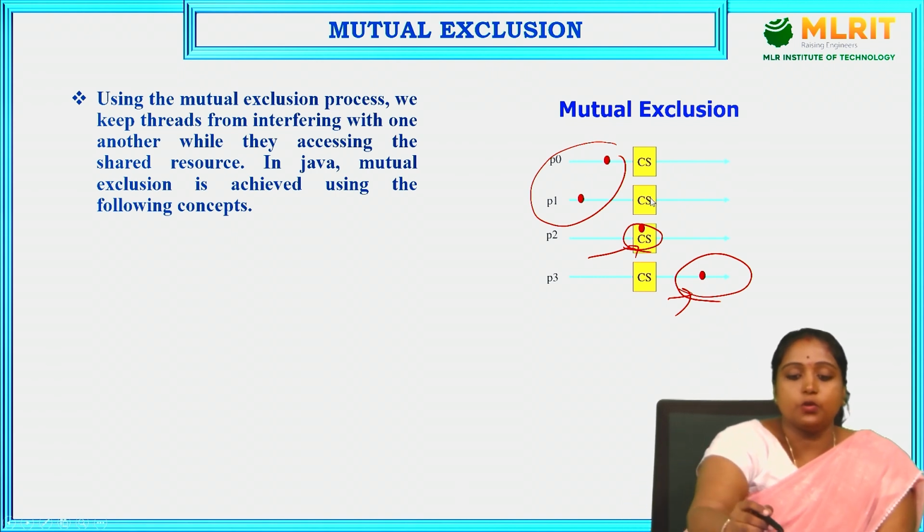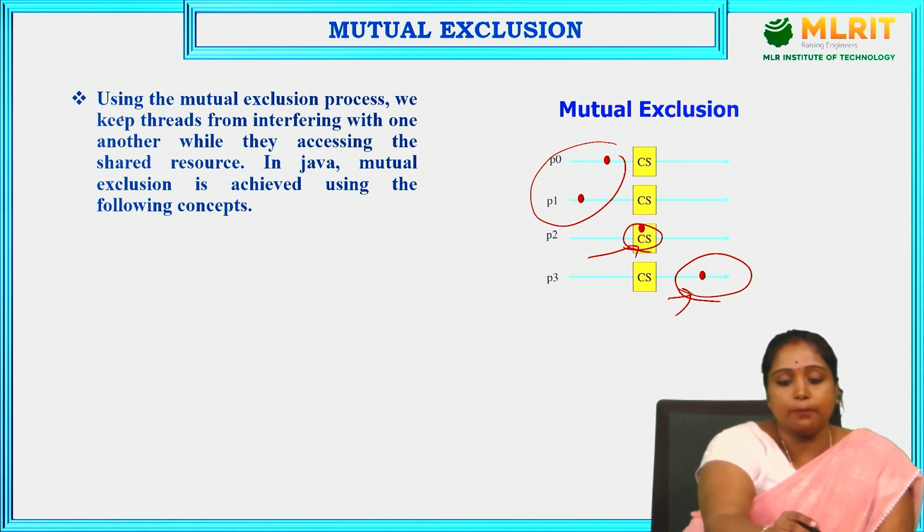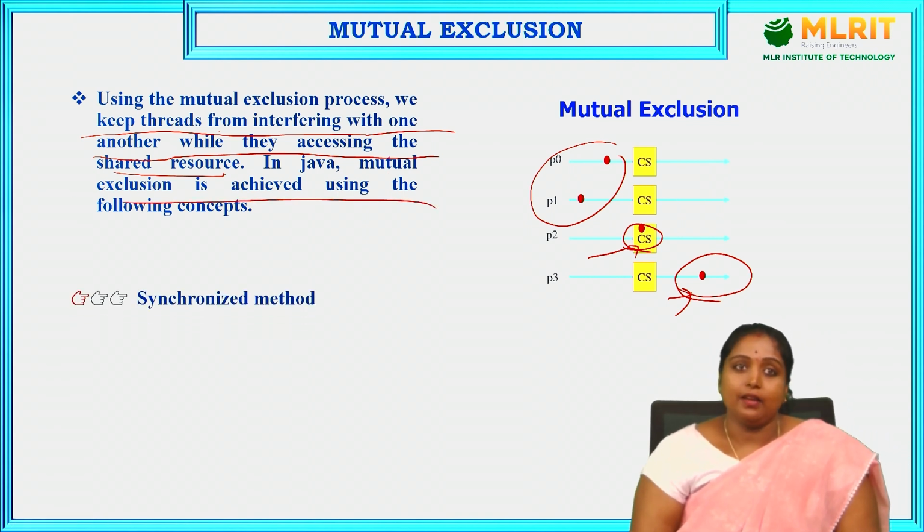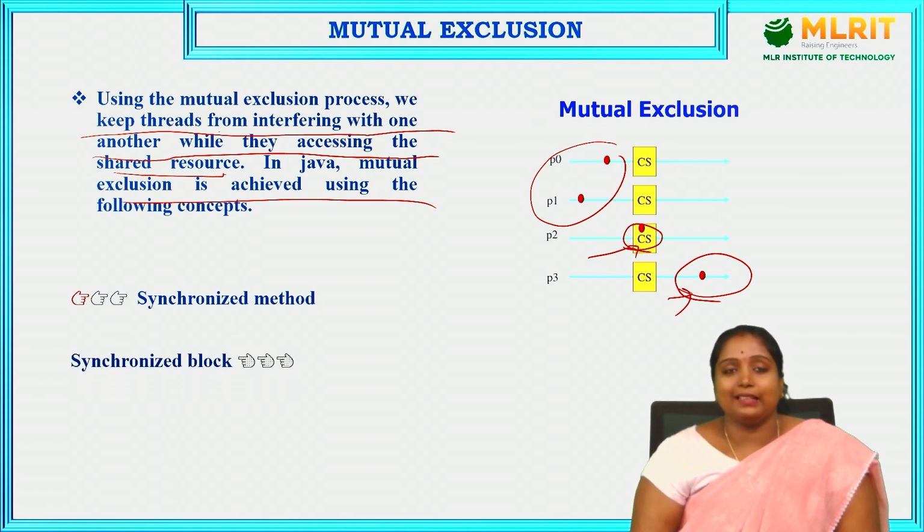Using the mutual exclusion process, we keep threads from interfering with one another while they access the shared resource. In Java, mutual exclusion is achieved. This can be done in two ways: one is synchronized method, and the other one is synchronized block.